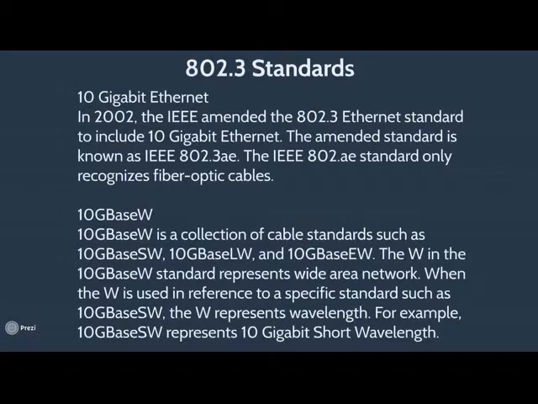10G base W is a collection of cable standards such as 10G base SW, 10G base LW, and 10G base EW. The W in the 10G base W standard represents a wide area network. When the W is used in reference to a specific standard, such as 10G base SW, the W represents wavelength. For example, 10G base SW represents 10 gigabit short wavelength.